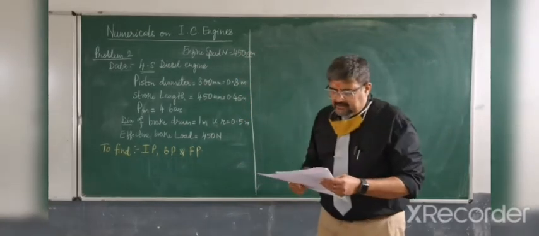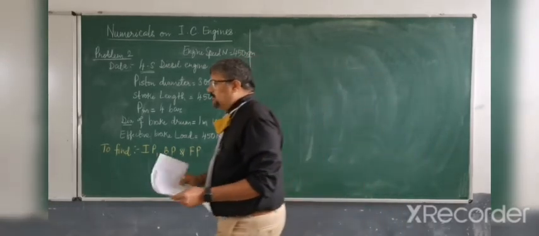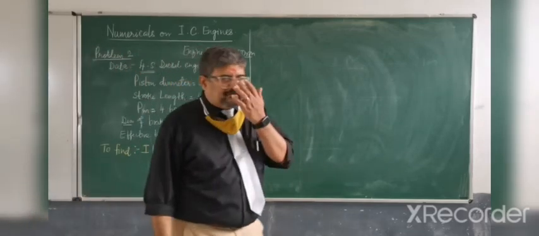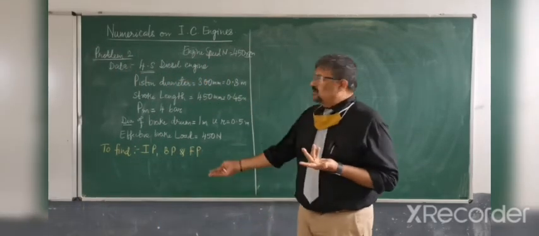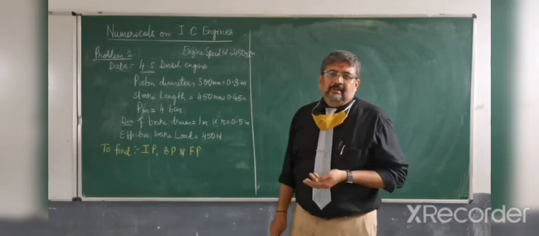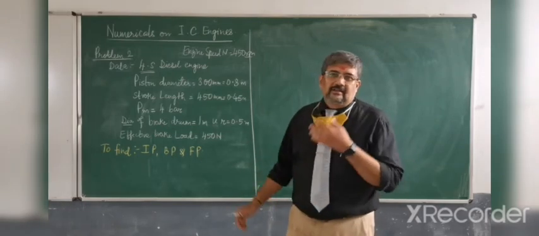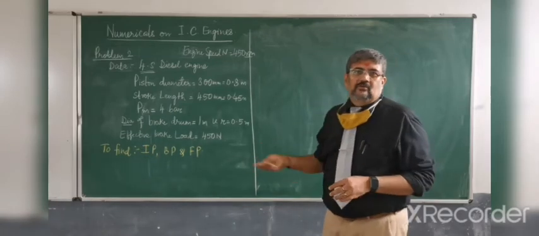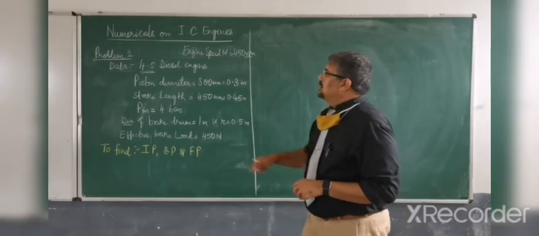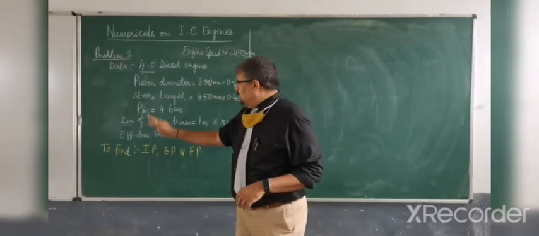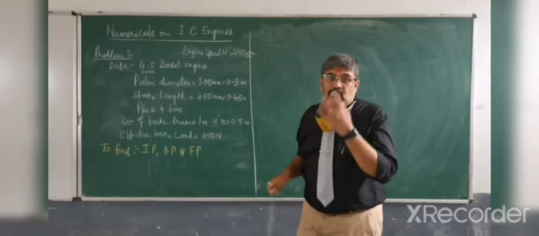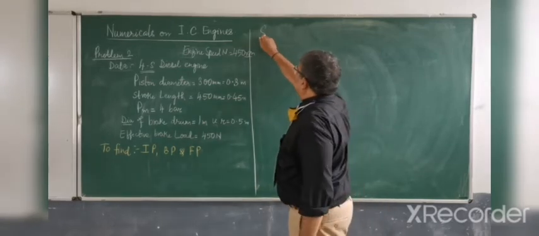Okay, so these are the values which are given, and what we are required to find out is the indicated power, brake power, and frictional power. Of course, once you find out the indicated power and brake power, there is no big deal in finding out frictional power. So let's see how to again go about this. Since it is a 4-stroke engine and the value of the mean effective pressure is given in bar, you know which equation to use. So we will write, let's say, the solution.